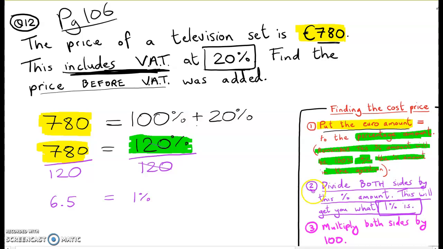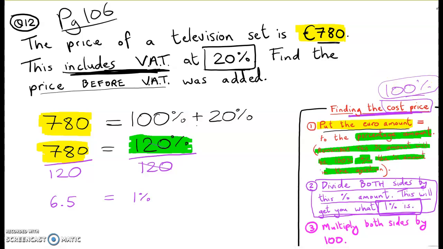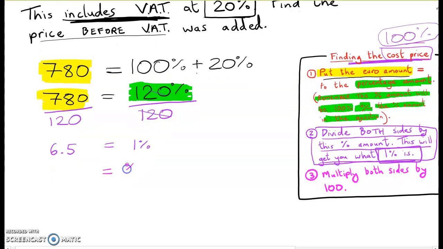So now I've done step 2. I now know what 1% is. So remember, all of this is because I'm looking for the cost price. And the cost price is 100%. That's what we call the cost price. So what am I going to need to do to 6.5 now to turn it into 100%? Well, what would I need to do to the 1? I'd need to multiply by 100. That will give me what 100% is over here.